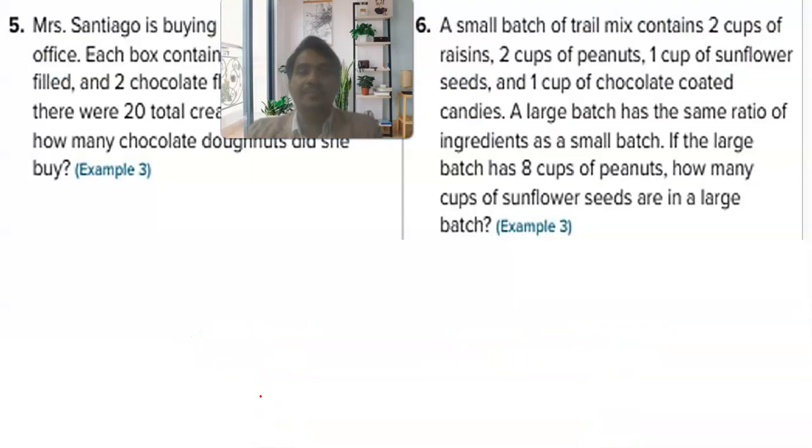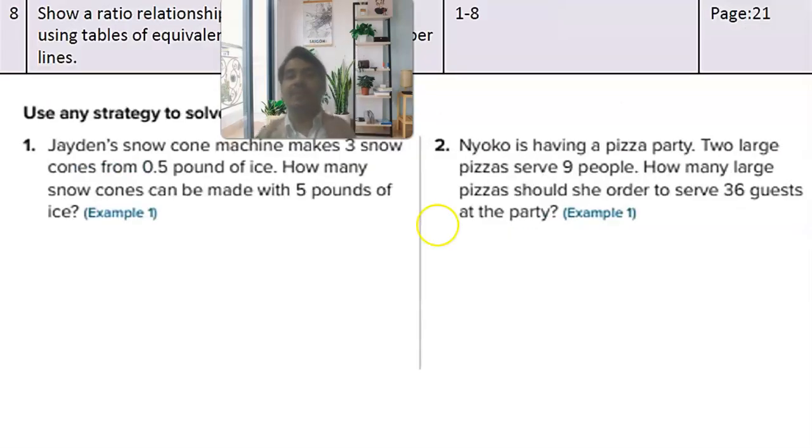Let's move on. This is a very similar question. You can apply the same idea as the last one. It's a similar question. I will do this one. Jaden's snow cone machine makes 3 snow cones for half a pound of ice. How many snow cones can be made with 5 pounds of ice? So 3 for half a pound. How many? Again it is the same. How many for 5 pounds?